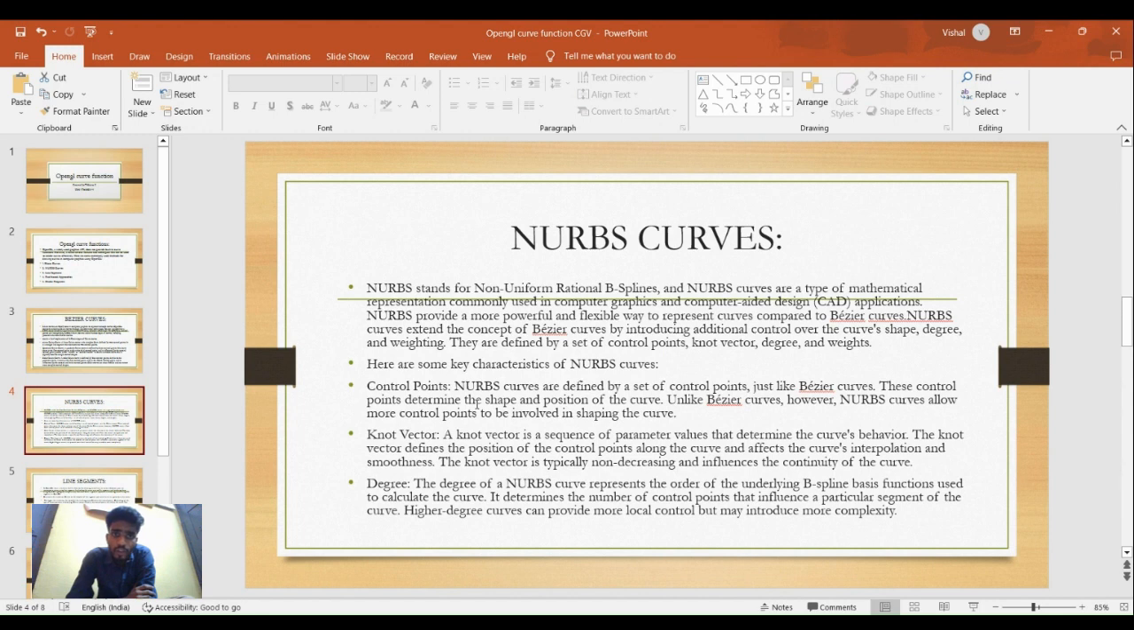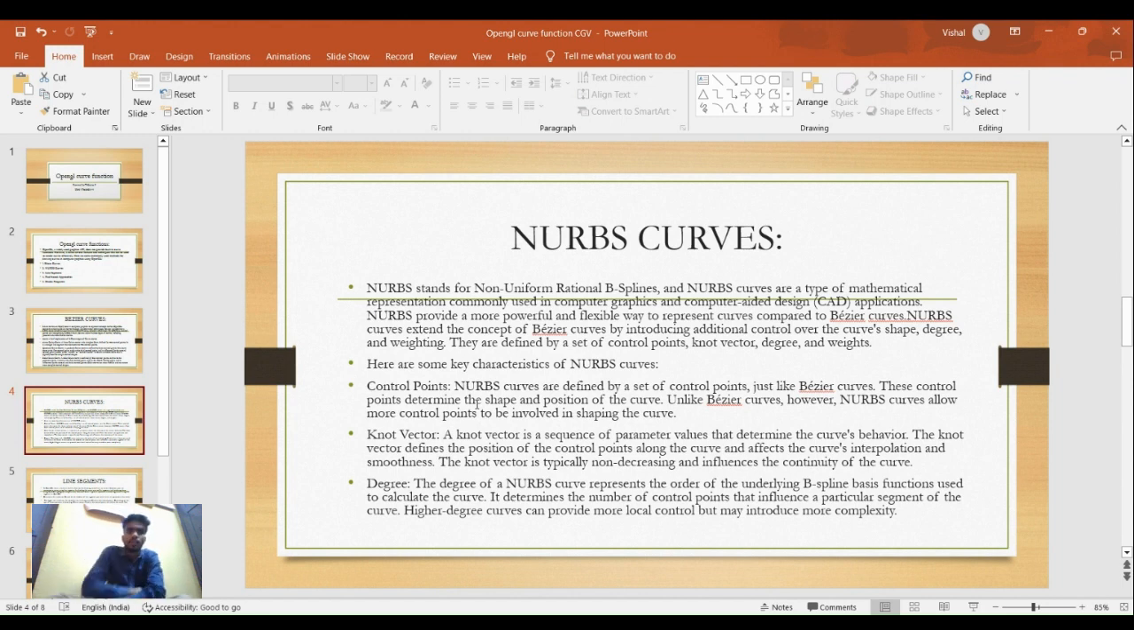NURBS stands for non-uniform rational B-splines, and NURBS curves are a type of mathematical representation commonly used in computer graphics and computer-aided design (CAD) applications. NURBS provide a more powerful and flexible way to represent curves compared to Bezier curves. NURBS curves extend the concept of Bezier curves by introducing additional control over the curve's shape, degree, and weighting. They are defined by a set of control points, knot vector, degree, and weights.